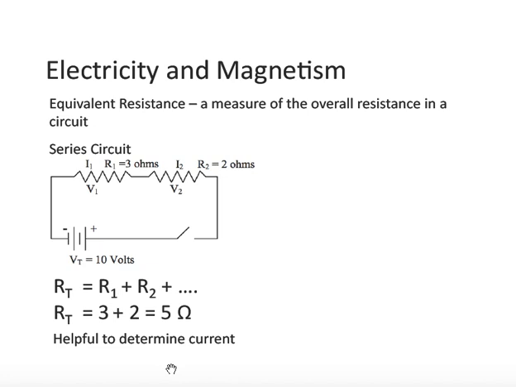Now why is this helpful? Well, if we have the equivalent resistance, it's helpful to determine the actual current. What do I mean by that? Well, to get the current in the circuit, all we have to do is divide the voltage by the resistance. So the voltage was 10 volts. The equivalent resistance is 5 ohms and it's 2 amps.